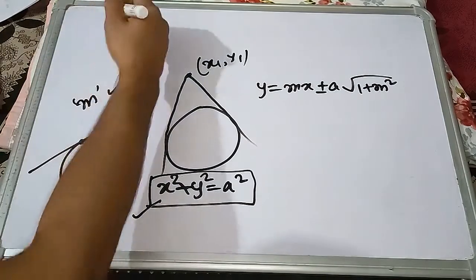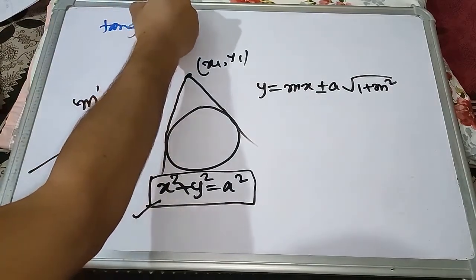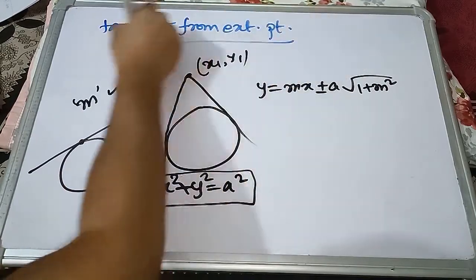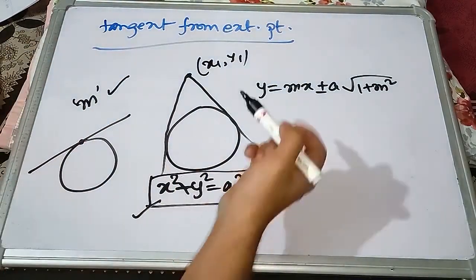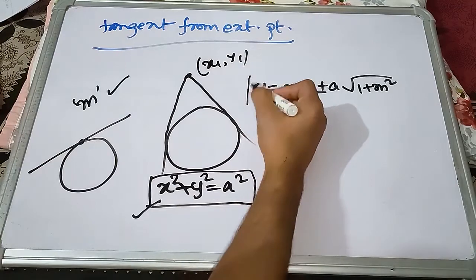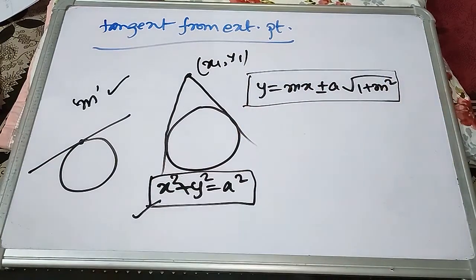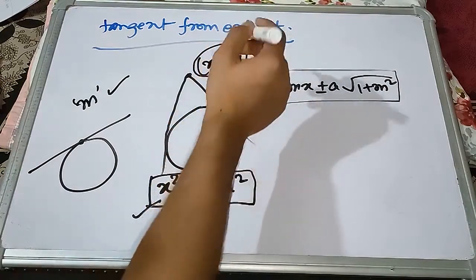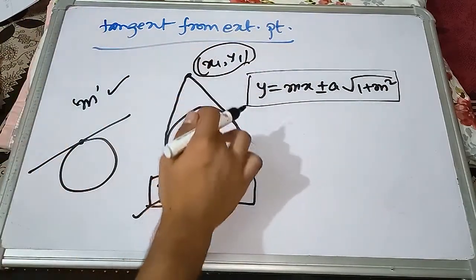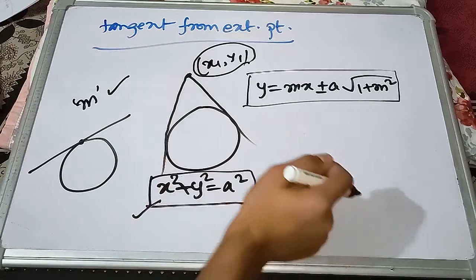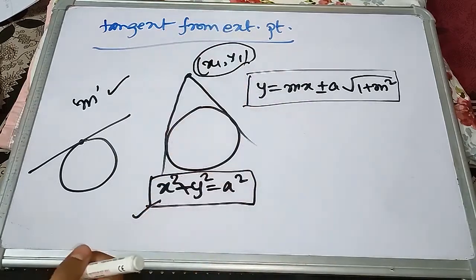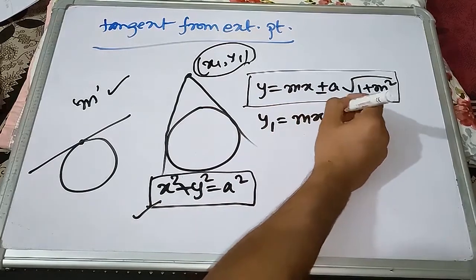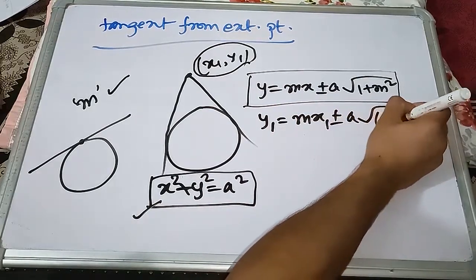Let me write the topic over here: tangent from an external point. Important concept. So I am telling you the algorithm. You need to write your standard equation of tangent. Now suppose this point is given and it lies outside the circle. So it wouldn't satisfy the circle, but the tangent of course passes through this point. Then this equation should satisfy this point, y = mx plus minus a root under 1 plus m square.